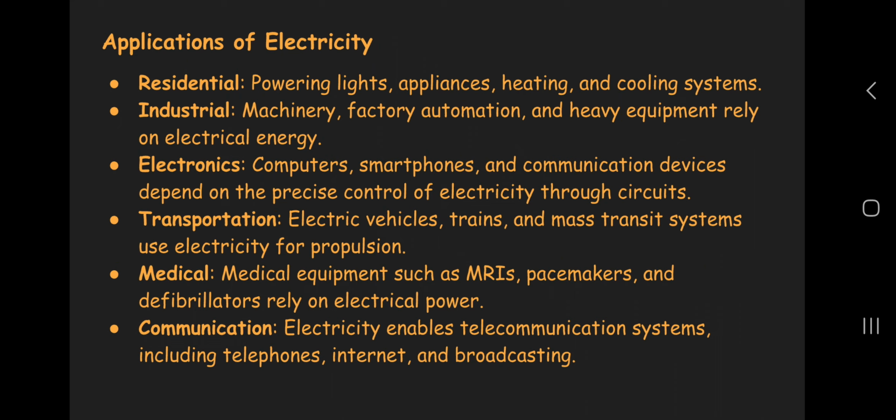Transportation: electric vehicles, trains, and mass transit systems use electricity for propulsion. So these types of vehicles use electricity to keep moving and to help us transport around the city or country.